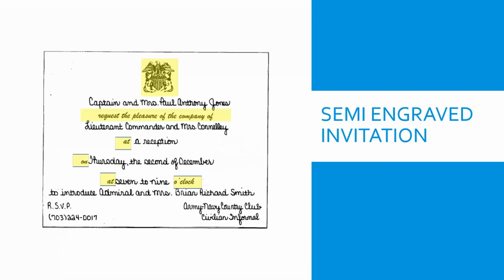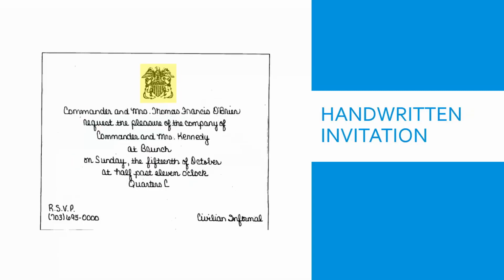You also have semi-engraved invitations. Those are invitations that are pre-printed with the engraving of everything you see on here that's highlighted in yellow. And then the admin personnel are going to print or handwrite all of the information for that specific event. Then you also have handwritten invitations. These are pre-printed little cards that just have the standard crest on there, and then everything is handwritten in.